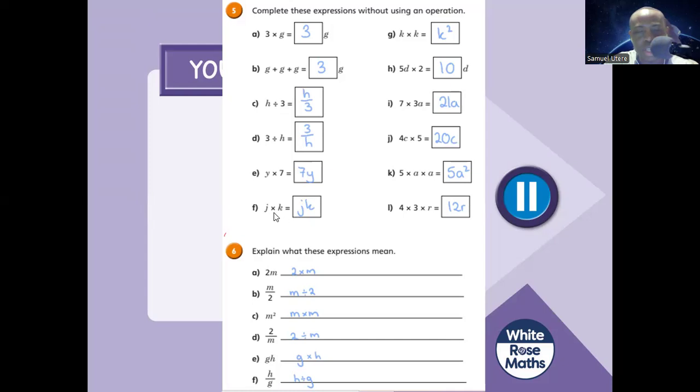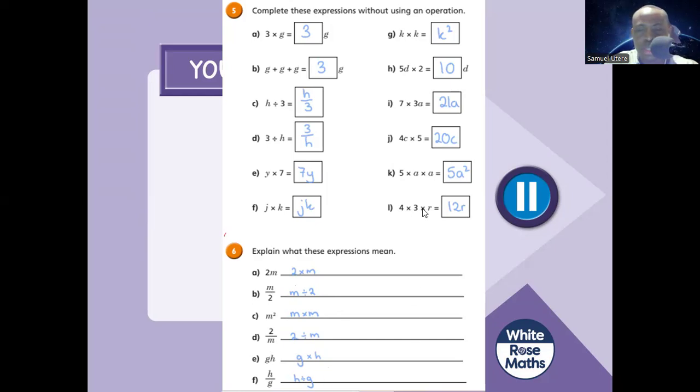Okay, and then j times k is jk. Notice how it's written in alphabetical order. Then 2m means 2 times m. m over 2 means m divided by 2. m to the power 2. So notice the way I'm reading these, it is important you know them, is m times m. 2 over m means 2 divided by m. GH means G times H. H over G means H divided by G.